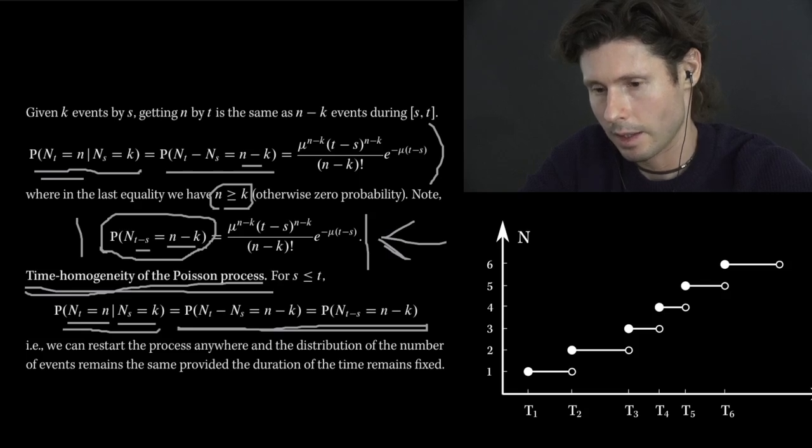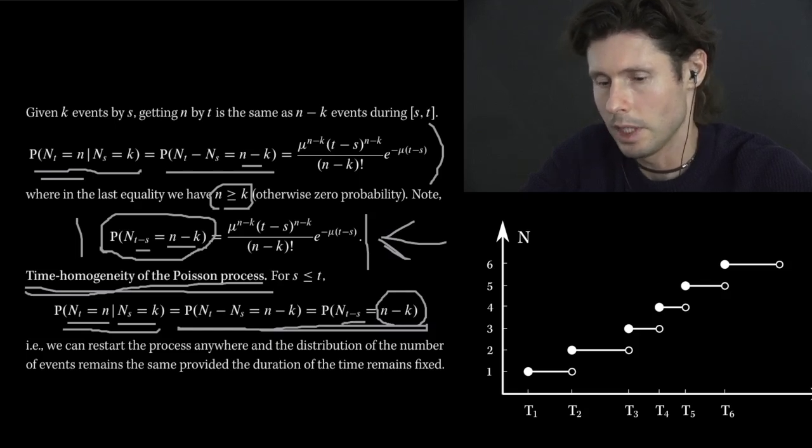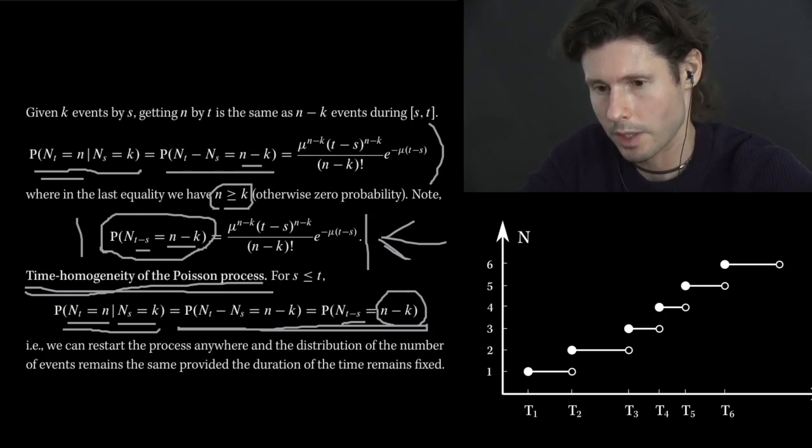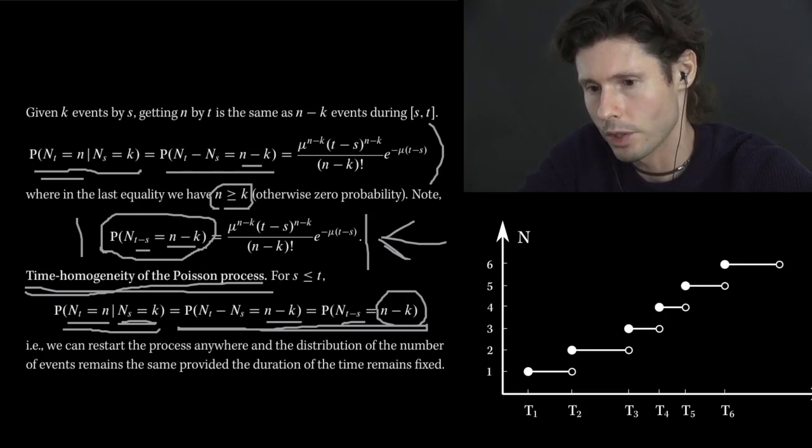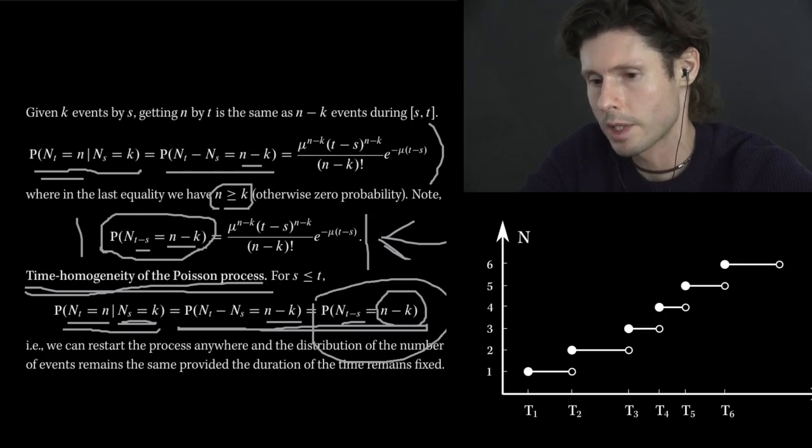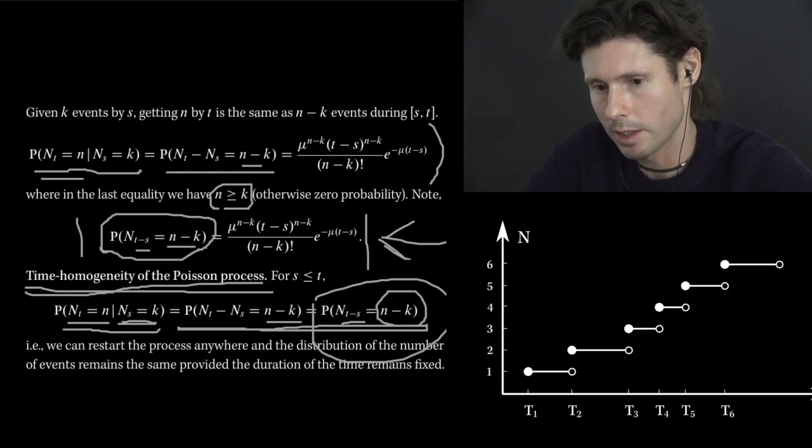This is exactly the same as starting at time 0 with 0 events counted and accruing n minus k events in the same time length, t minus s. So in other words, the starting time of the process doesn't matter. You can start at time s and wait for n minus k events to occur, or you can start, as this side here says, at time 0 and wait for the same length of time, namely t minus s, and the distribution of getting those required n minus k events doesn't change.